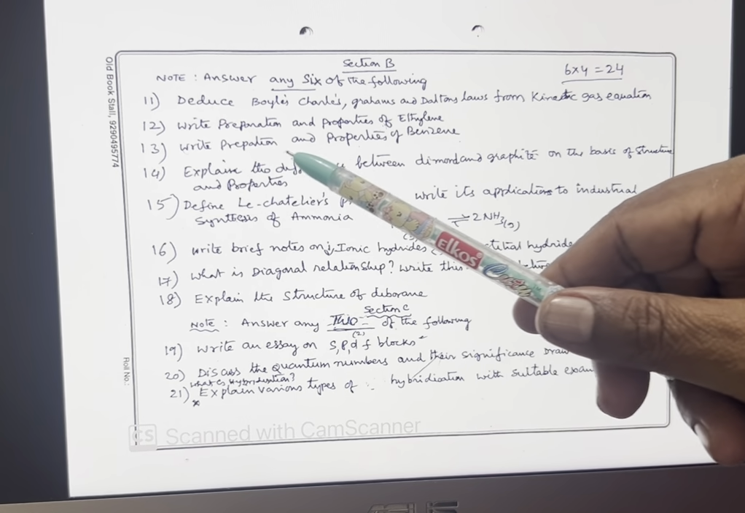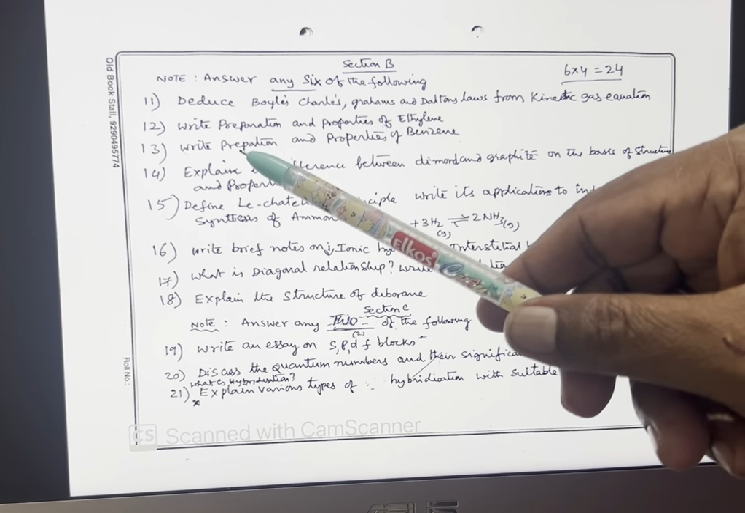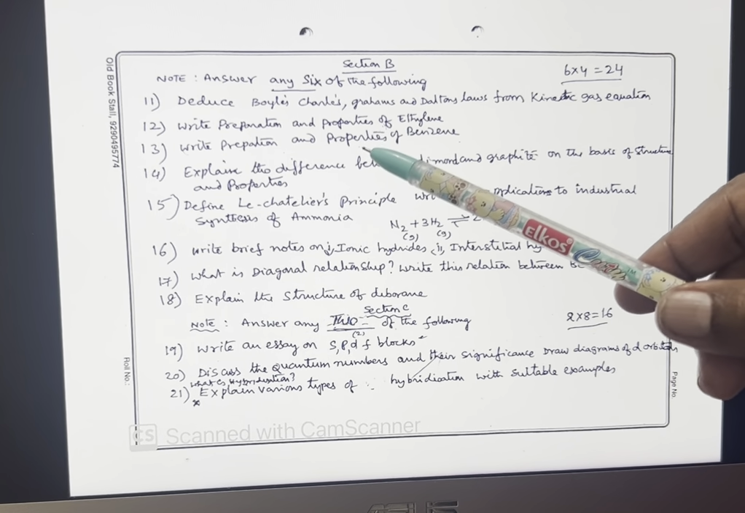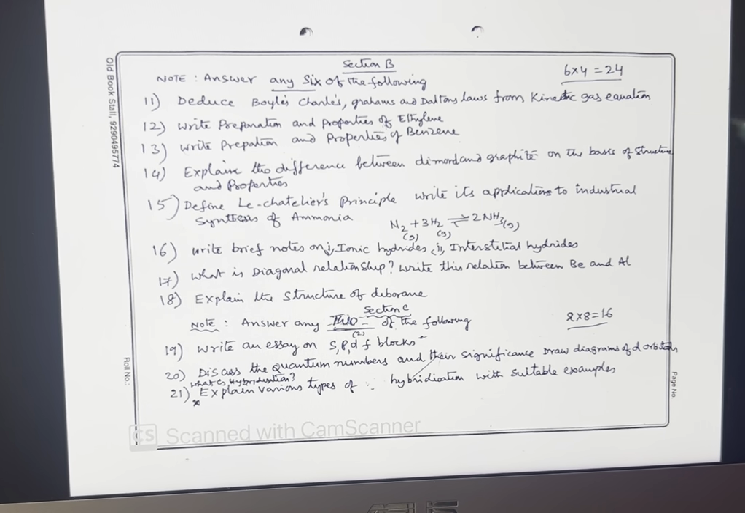Write preparation and properties of benzene. Write 3 preparative methods and 6 properties of benzene along with their equations.